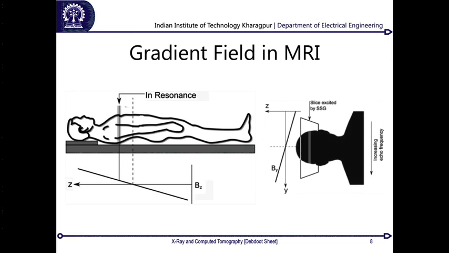Now from there, the other point is that I will have to do an XY discrimination as well over there, and in order to do that we again apply the same trick. So we apply another gradient field along the y direction. First I had this gradient field along the z direction, which helped me in creating these slices. Now I apply a gradient field along the y direction, which will help me in discriminating along this y direction.